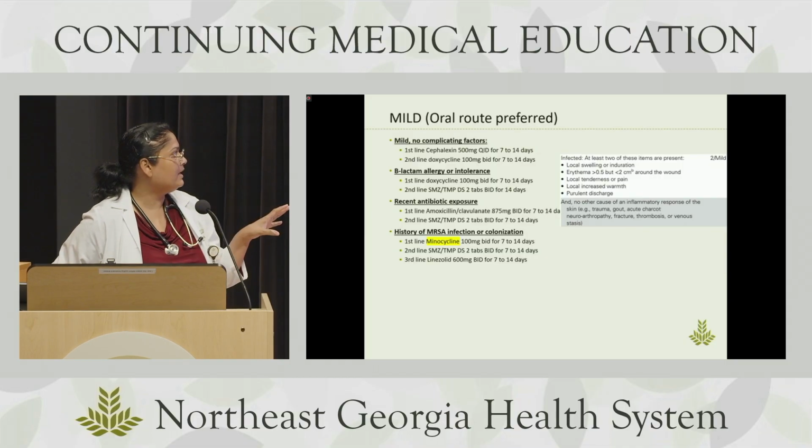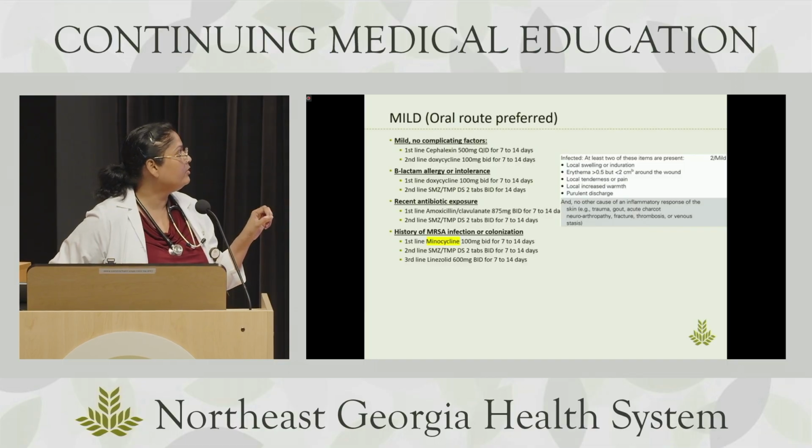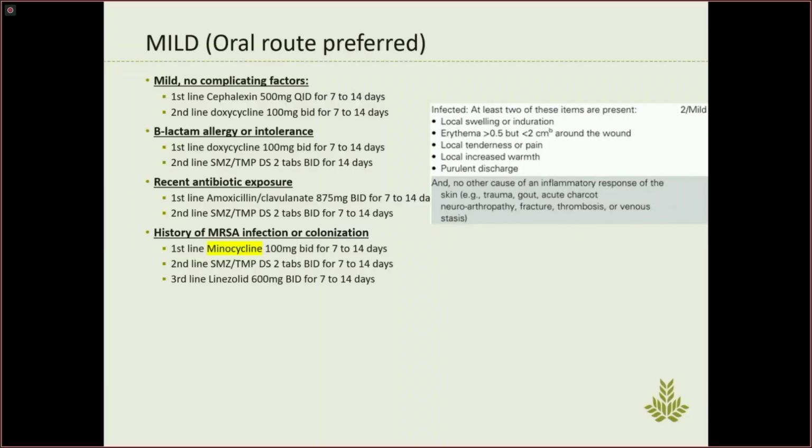So these are the antibiotics that we recently approved for mild infections. As you see here, there's an oral route. We don't need to give IV antibiotics just because the patient is here for something else and we happen to see they have an ulcer on the foot. They don't need IV antibiotics and they don't necessarily need MRSA coverage all the time.